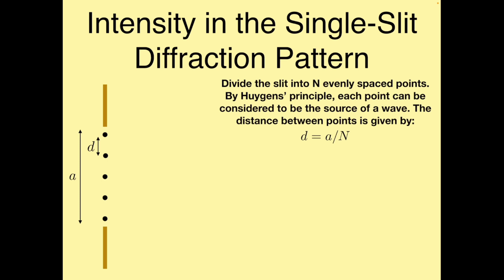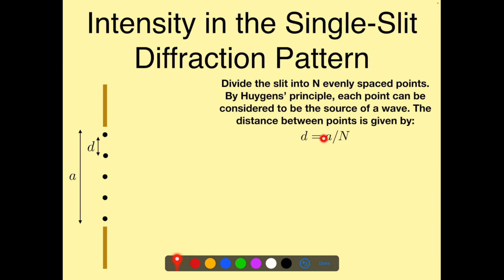The important thing to remember is that each one of those points can be considered to be the source of a wave. So this point is emitting a wave that goes out, so is this point, and so on. All of those points are emitting waves that eventually hit the viewing screen. So the distance between two neighboring points is going to be d, and d is just equal to a divided by n.